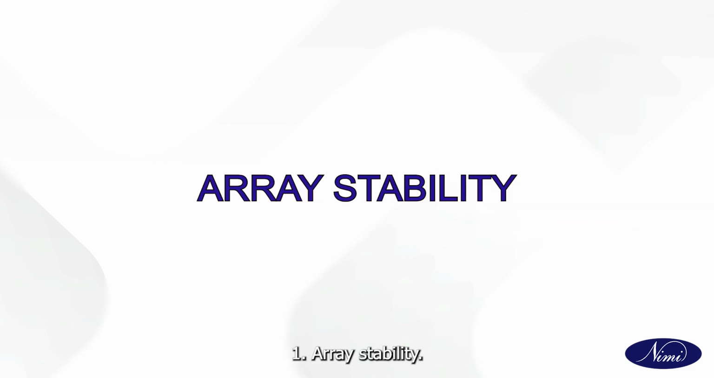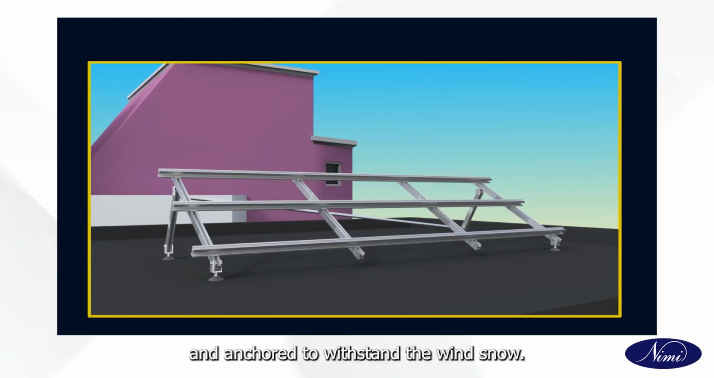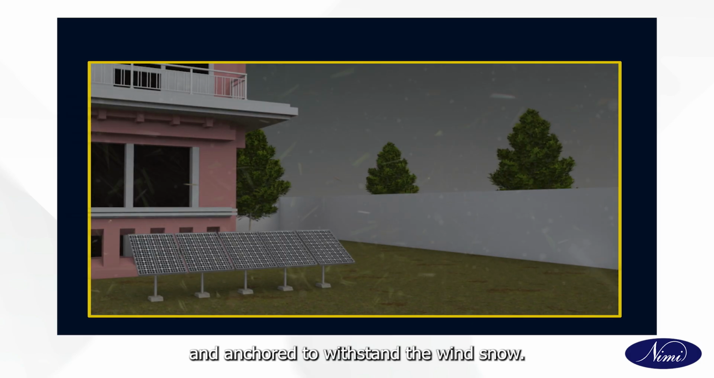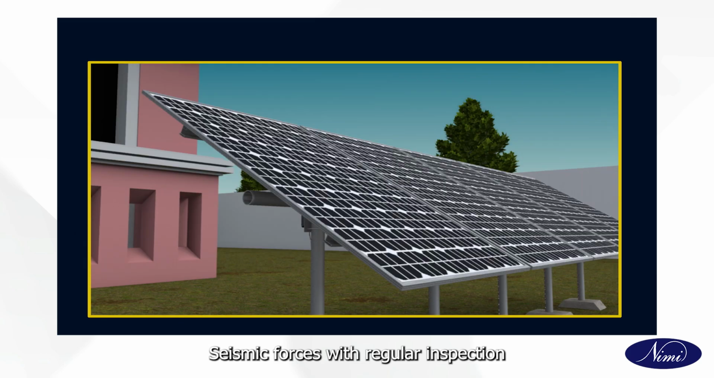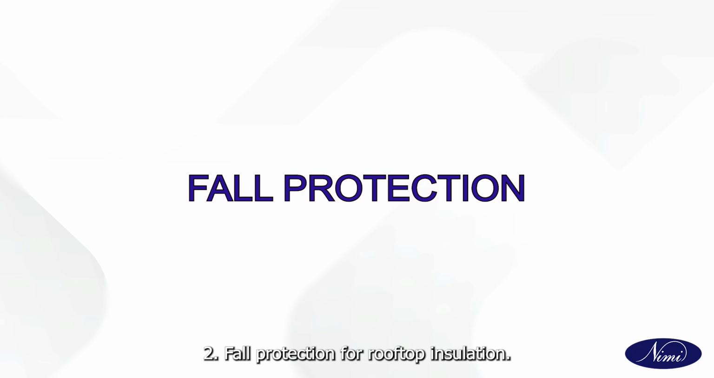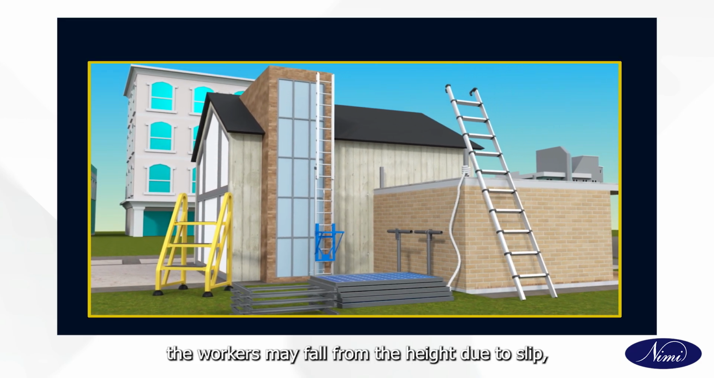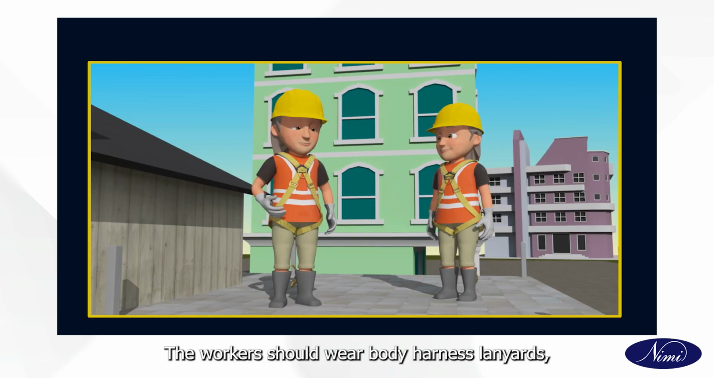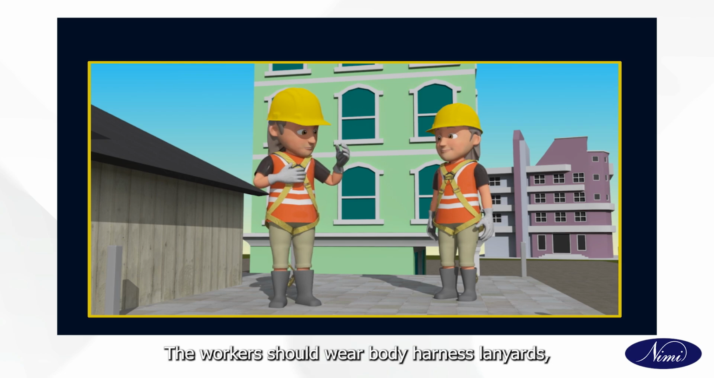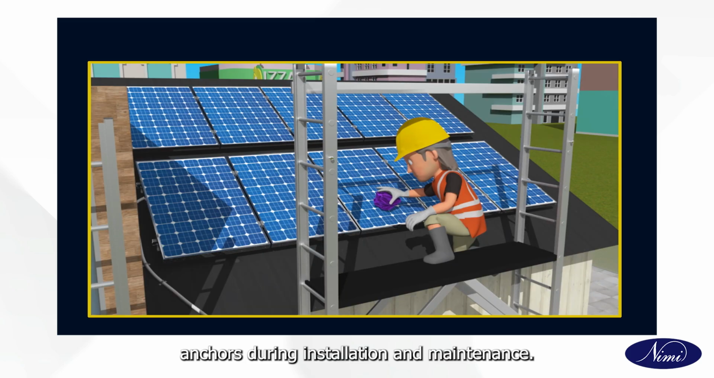Number one is array stability. It is ensuring the panel mounts are durable and anchored to withstand wind, snow and seismic forces, with regular inspection for corrosion or other alignment issues. Second one is fall protection. For rooftop installation, the workers may fall from height due to a slip, especially in the rainy season. The workers should wear body harnesses, lanyards and anchors during installation and maintenance.